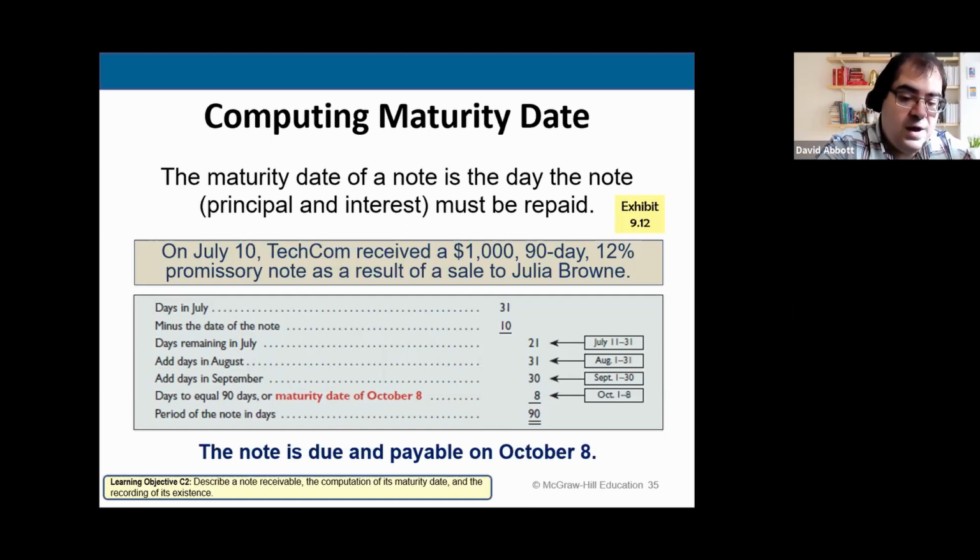The period of a note is sometimes expressed in months or years. When months are used, the note matures and is payable in the month of its maturity on the same day of the month as its original date. A 9-month note dated July the 10th, for instance, is payable on April the 10th. The same rule applies when years are used.